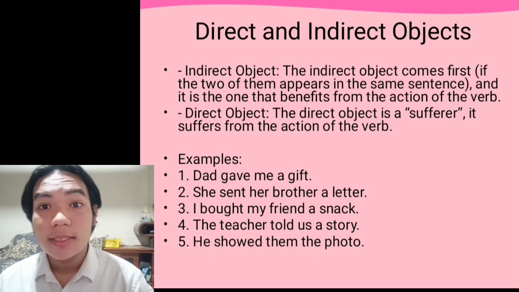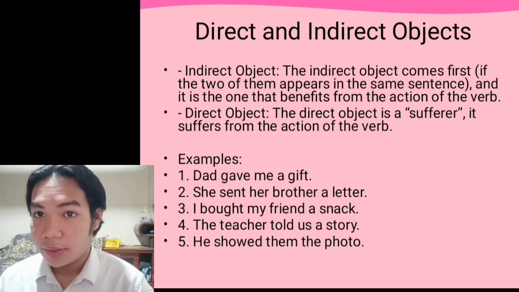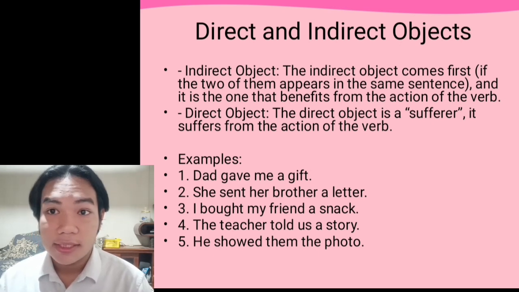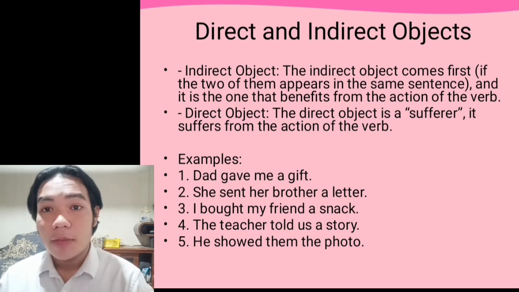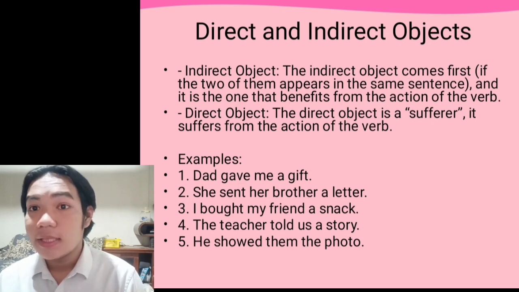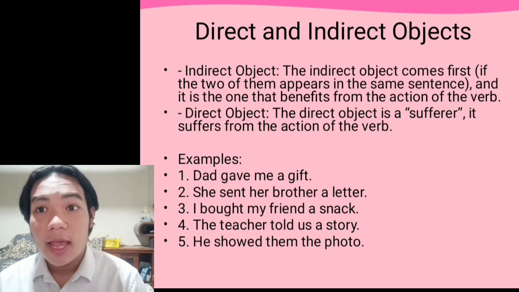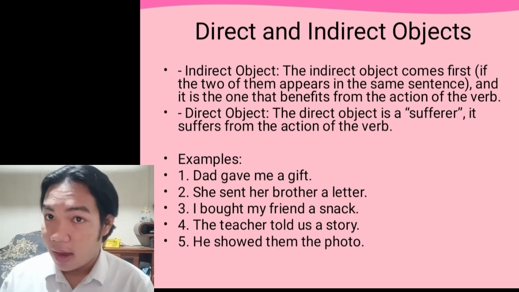Next one, she sent her brother a letter. The indirect object in this sentence is brother and the direct object is a letter. I bought my friend a snack. The indirect object here is my friend and the direct object is a snack.